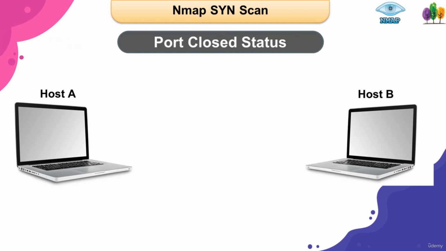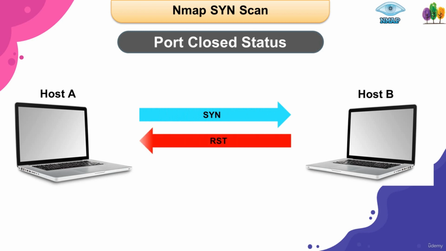And that indicates that the port is open and accessible, and that the port accepts a TCP or UDP connection. Port closed status. Nmap sends the SYN packet to the destination, and the destination system sends a reset message instead of the SYN ACK packet, and then terminates the connection. And in this case, the port is accessible but cannot be processed.